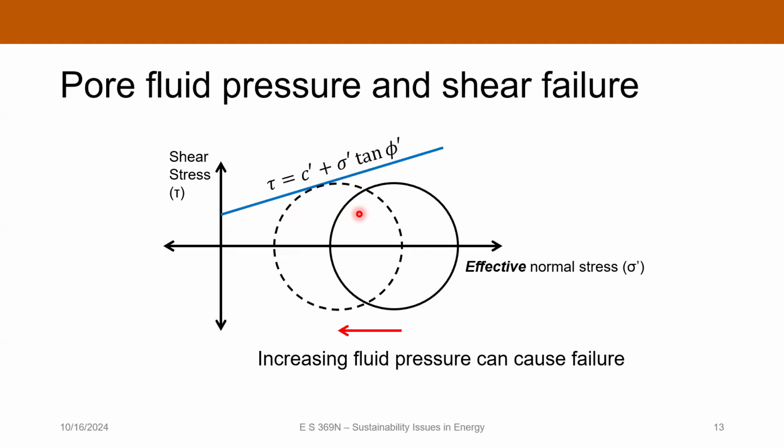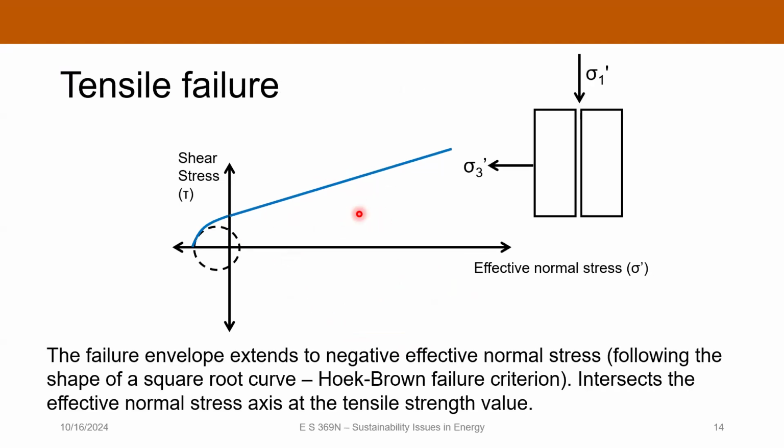So that's shear failure. The other failure mode we have to consider is tensile failure. The way we represent tensile failure with our Mohr circle is that we extend the failure envelope down here to the left to represent failure at negative normal stresses. The shape of this curve is obviously not a straight line. There are a couple of different models for this. I think the most common one is the Hoek-Brown failure criterion, which is basically a scaled square root curve. That's really all it is.